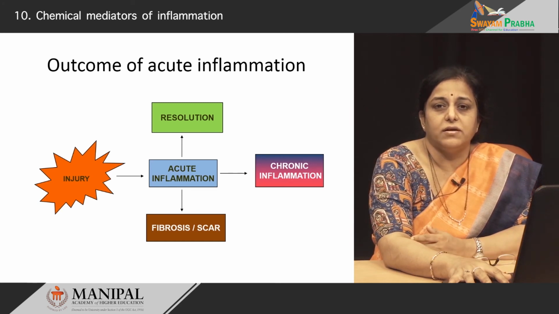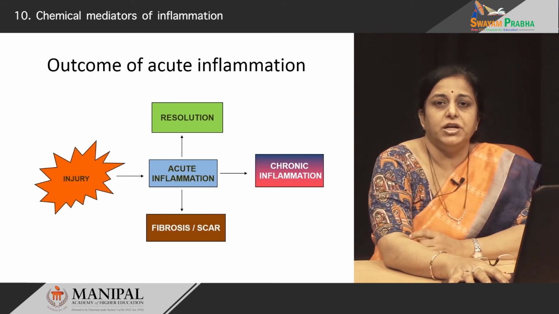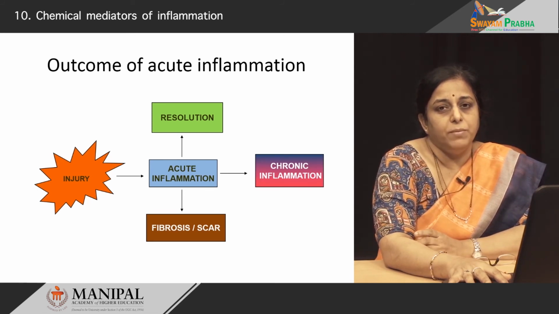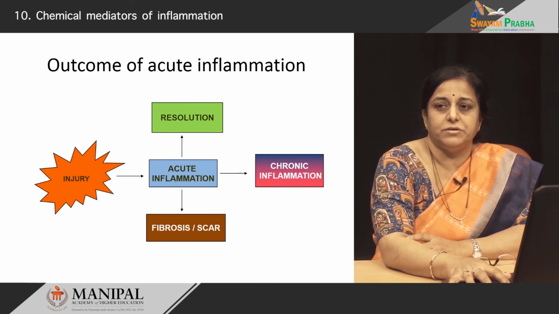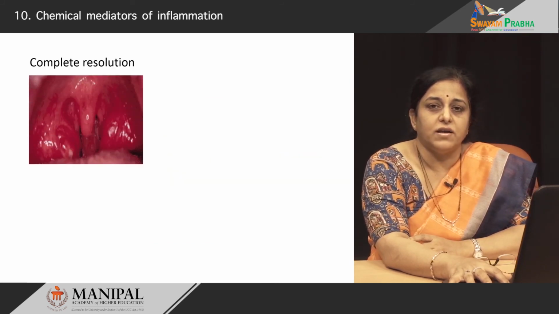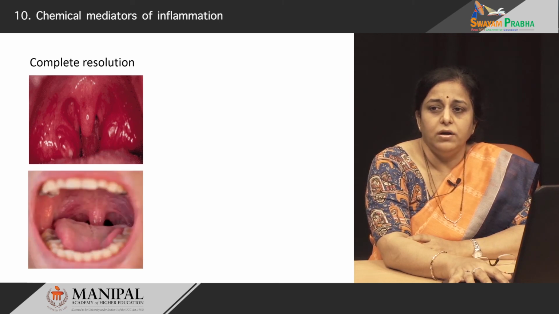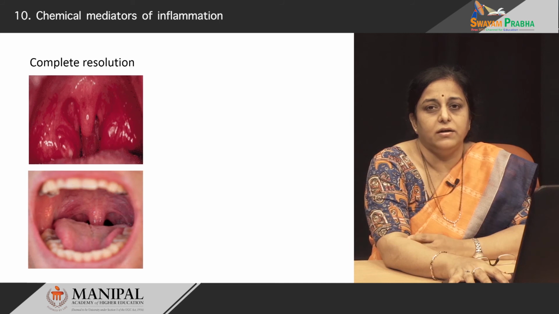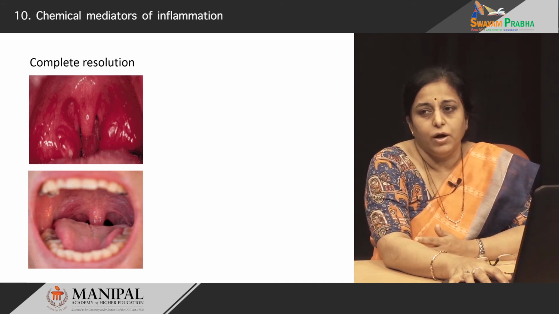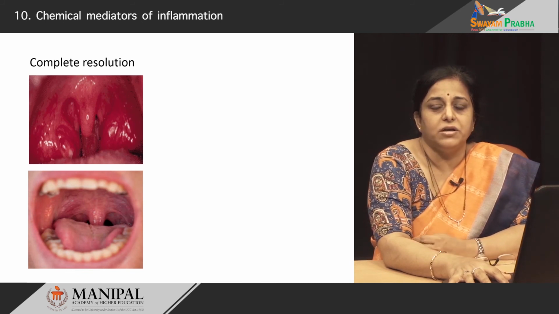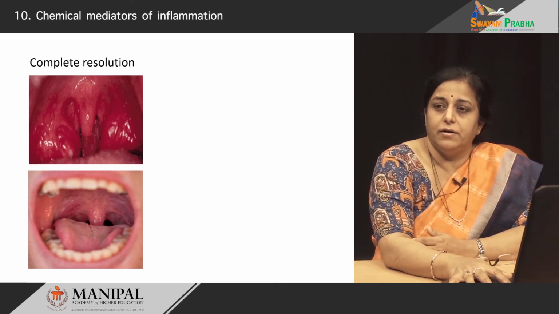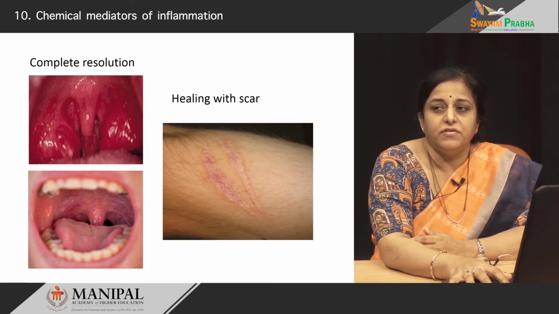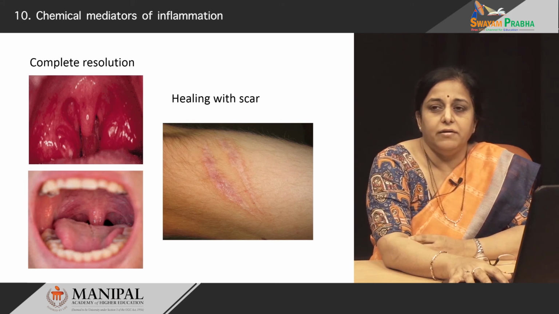So this is the outcome of inflammation. The most favorable is the complete resolution. If there is significant damage, then it results in fibrosis or scarring. And if the injury persists, and the inflammation is not able to tackle it, then it goes into chronic inflammation. So you can see here, this is a case of acute tonsillitis. You can see the tonsils are enlarged, congested and swollen, and this is complete resolution. This is what we normally see, a tonsillitis with treatment, or if it's viral, without treatment, resolves completely. This is because the inflammation is able to destroy or tackle the offending agent with complete resolution of the injurious agent. Sometimes, when there is tissue destruction, it heals with a scar.